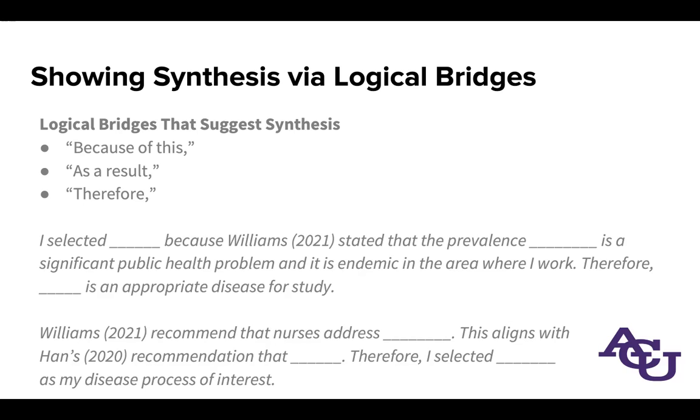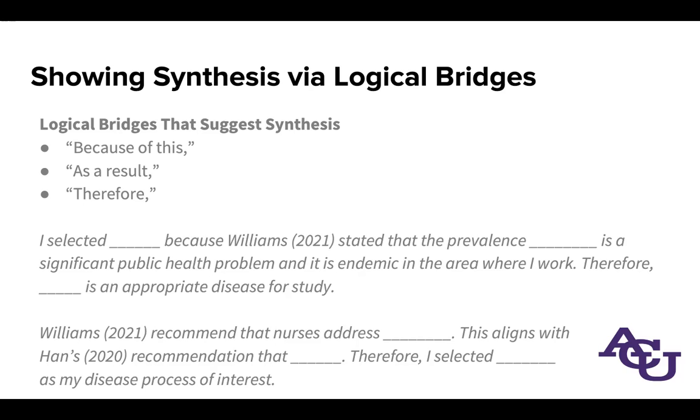So let's look at the first example. I selected [insert disease here] because Williams 2021 stated that the prevalence of that disease is a significant public health problem and it is endemic in the area where I work. Therefore, this is an appropriate disease for study. Okay, well, that's the quick version of I selected this, and then I would expect you'd follow up with more specific reasons about why it's even more appropriate, and that would be those major themes. But as a starting point of, okay, I picked this, and there's a reason why I picked it. Okay, that's good.